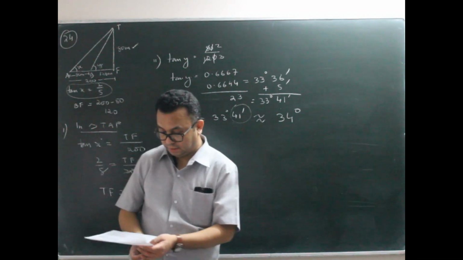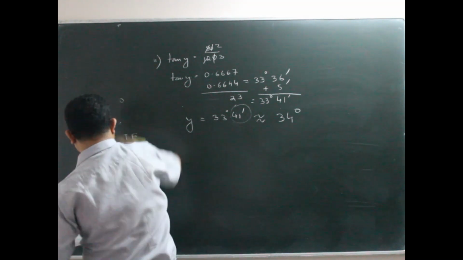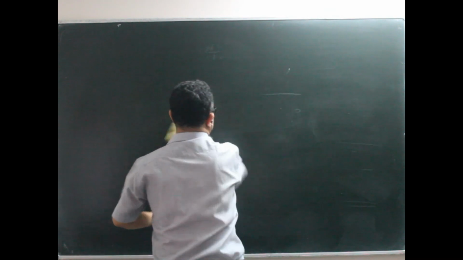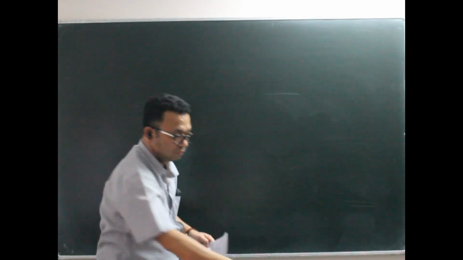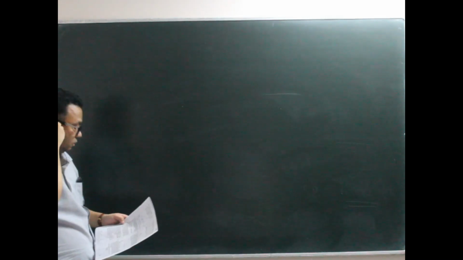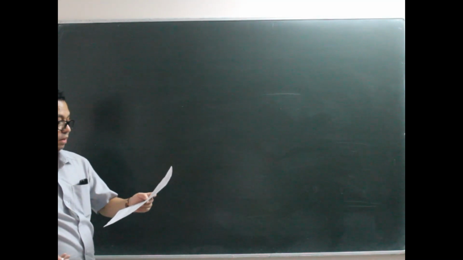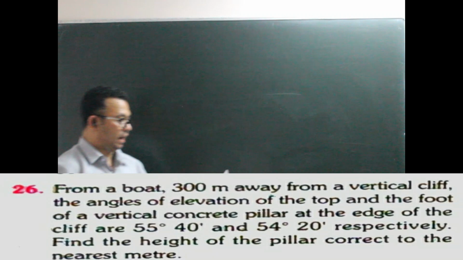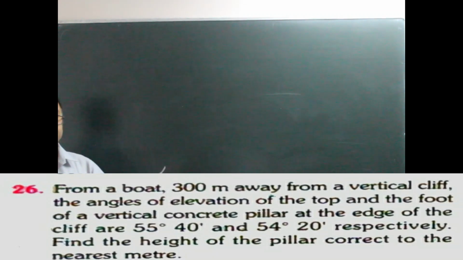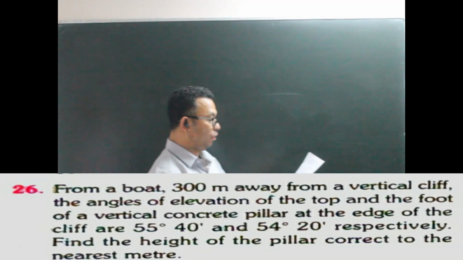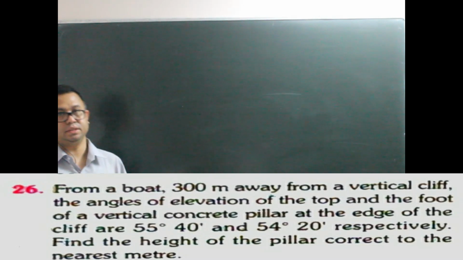Okay, now let's see the next question, 26. So in that 26, we have a boat 300 meter away from a vertical cliff. The angle of elevation of the top and the foot of a vertical concrete pillar at the edge of the cliff are 55 degree 40 minute and 54 degree and 20 minute respectively. Find the height of the pillar correct to the nearest meter.